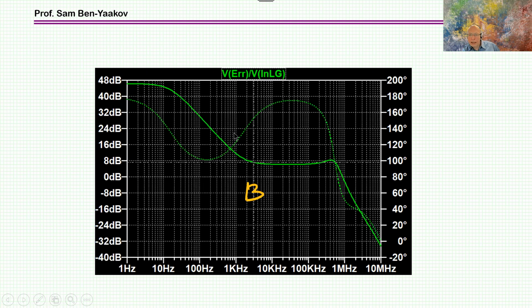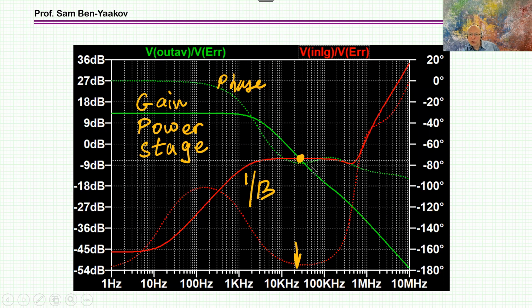And what I'm going to show is this is 1 over the compensator, 1 over B, and this is where I'm closing the loop. So this is the gain of the stage with current mode, and this is the compensator. And here is, well, the phase of each one we'll see in a minute. So this is the whole concept. That's it.